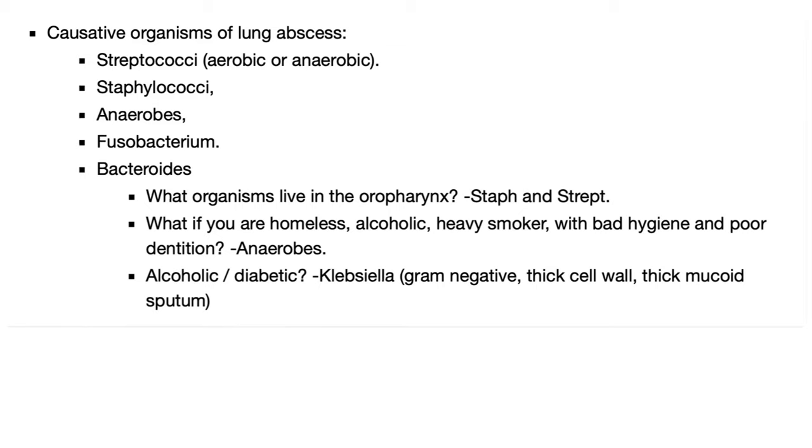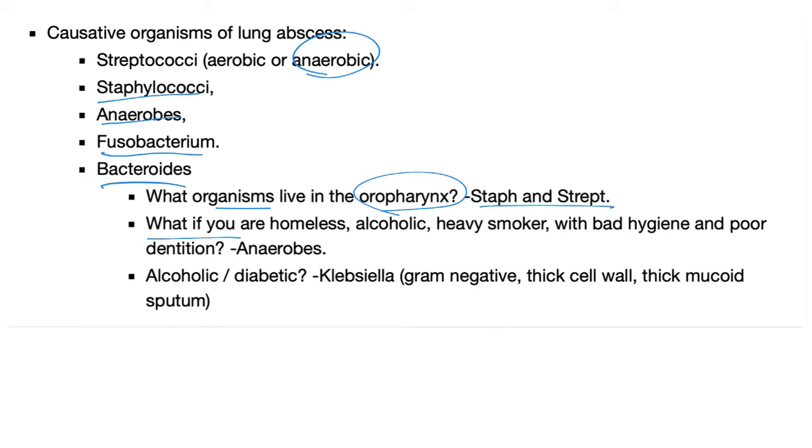What are the causative organisms for lung abscess? Streptococci, aerobic or anaerobic? Anaerobic, in the typical example that I gave you, the old male who smokes with poor dentition and poor smell, or an alcoholic homeless man, etc. Staphylococci, anaerobes, Fusobacterium, and Bacteroides. What organisms live in the oropharynx? Staph and strep. They colonize the pharynx in, like, I don't know, 15% of the population or something.